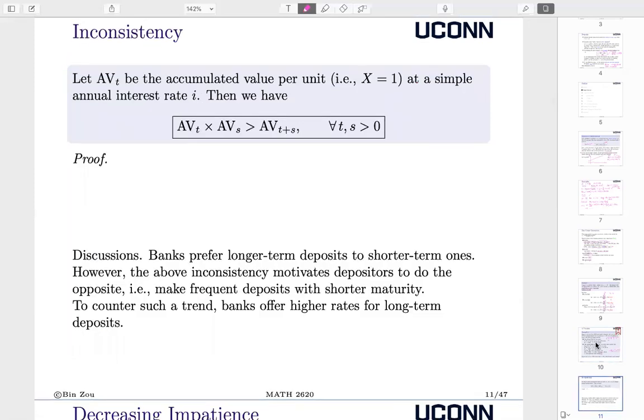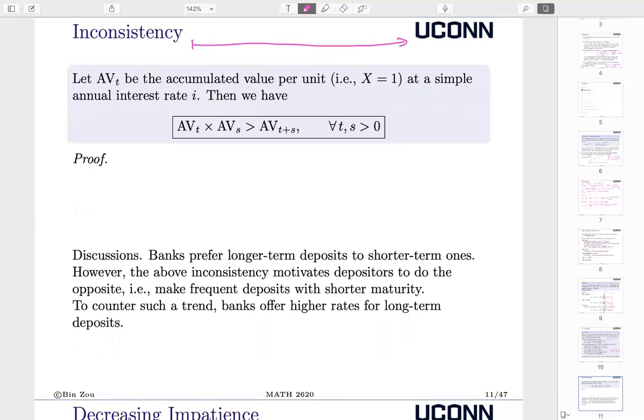So behind this paradox is the inconsistency, which is formulated in the light gray area. In this area, I say let AVT be the accumulated value per unit. So we can set X to be 1 at a simple annual interest rate I, then we have this result, okay? Let's analyze this result together.